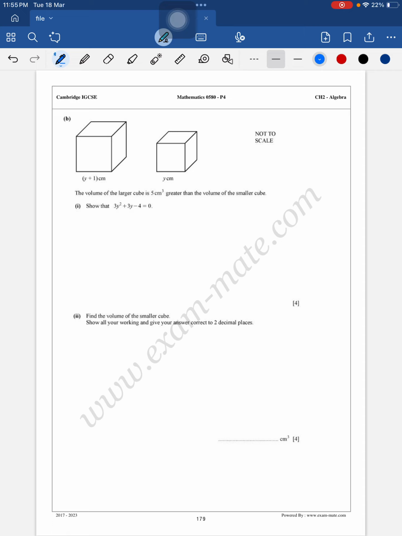Okay, part B. We have two different cubes. The volume of the larger cube is 5 centimeter cube greater than the volume of the smaller cube. Now the volume of the larger cube will be (y plus 1) into (y plus 1) into (y plus 1), and the volume of the larger cube is 5 centimeter cube greater than the volume of the smaller cube, that is y cube plus 5.